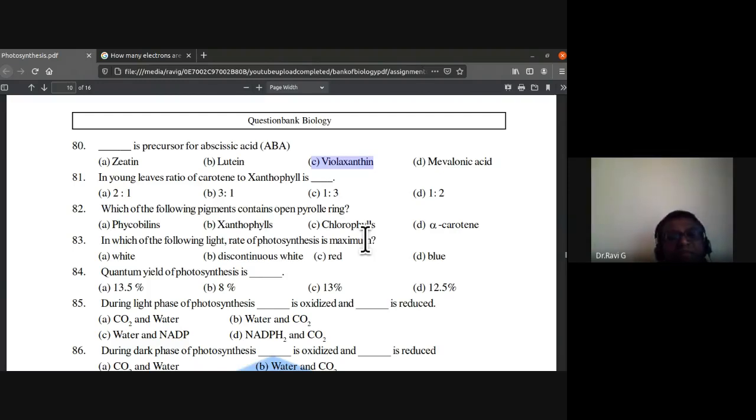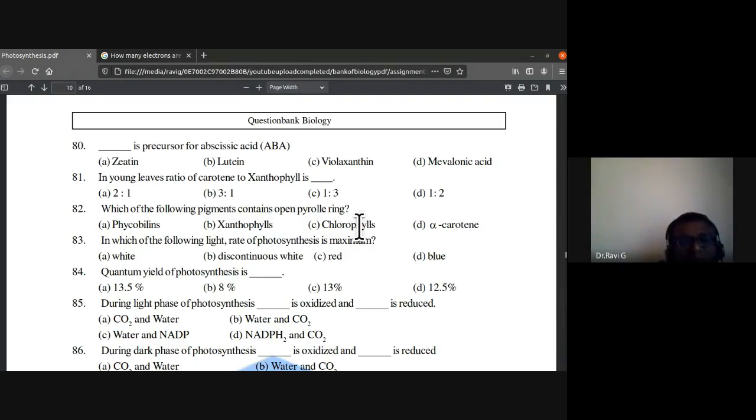In young leaves, the ratio of carotene to xanthophyll, carotenoids to xanthophyll, is... so again this is out of syllabus, but anyway, know about them. So for 81, D is the answer. 1 is to 2. So carotene is one part and xanthophyll is two parts. In young leaves the ratio of carotene to xanthophyll is 1 is to 2.